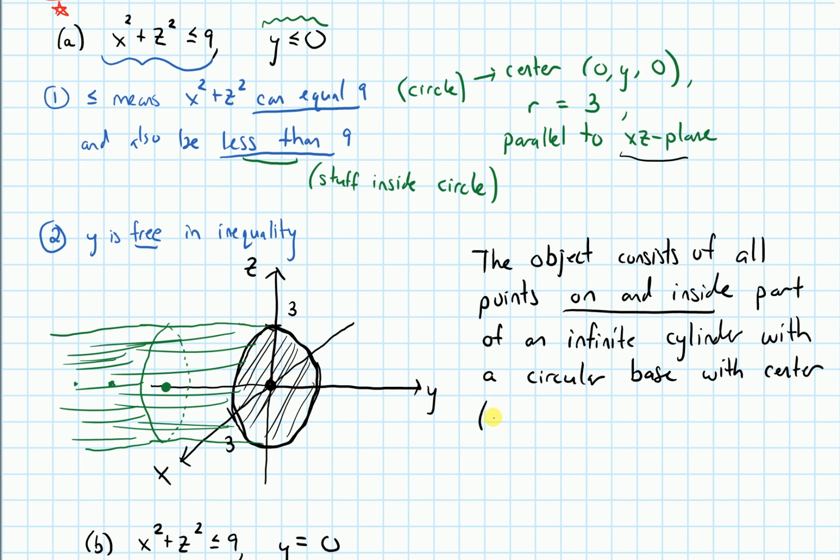So the center of that circle happens to be 0, 0, 0, the origin. R is equal to 3, that's the radius of that base. And what direction is that in? Well, I can actually say that that circle is on the xz plane, precisely. Okay, so we're talking about an infinite cylinder. We could be anywhere on, and we could be anywhere inside that infinite cylinder. Okay, that has the circular base.